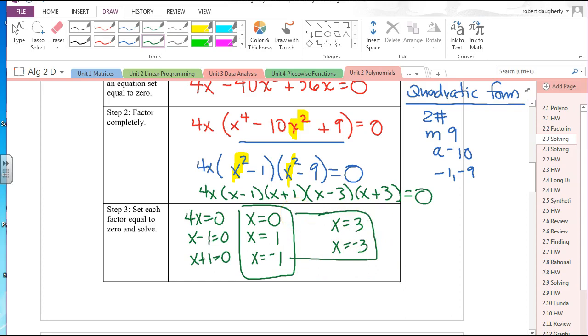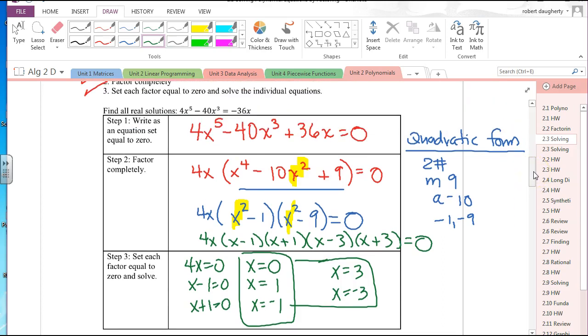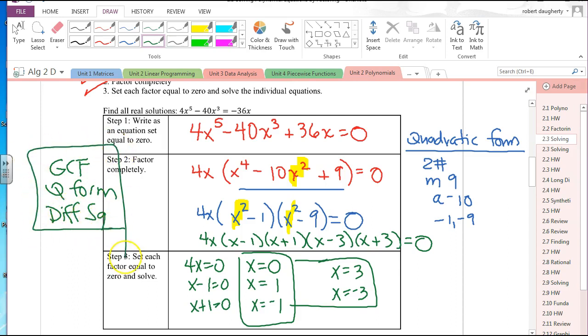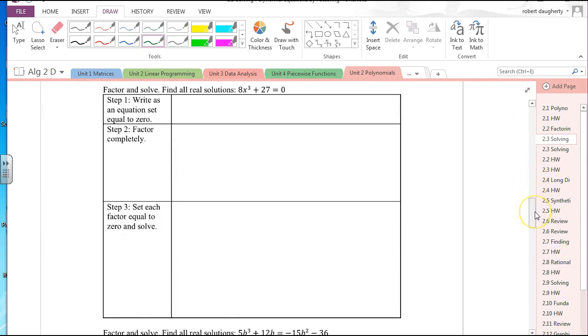Okay, all that came by factoring. But you got to keep in mind, what did we do? We started out, we factored the greatest common factor. That was the first method we had to use. Then we had to use quadratic form. And then we had to use the difference of squares. I say that factoring was a bag of tricks, and you just have to figure out which tricks work. This one we had to use 3 of those tools to get this guy to factor. Okay, let's move to the next one.